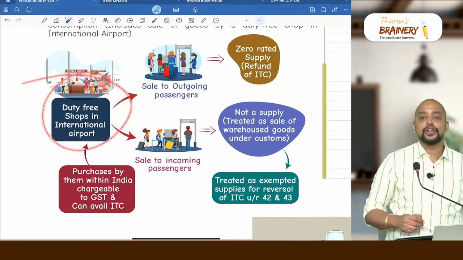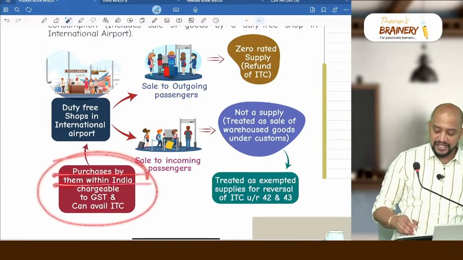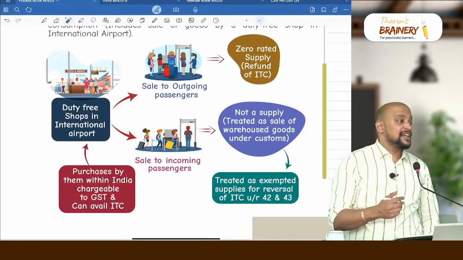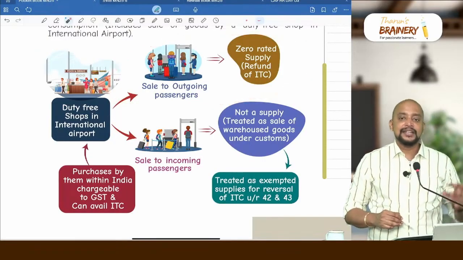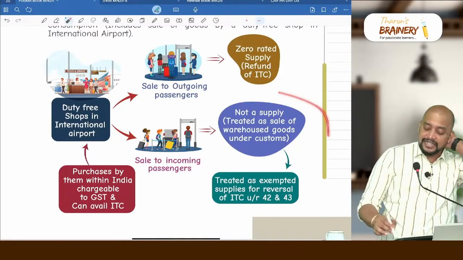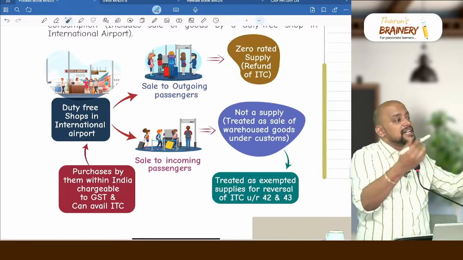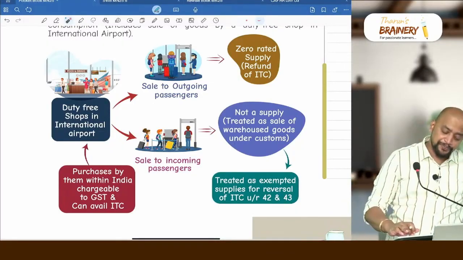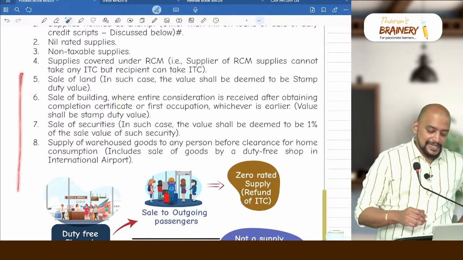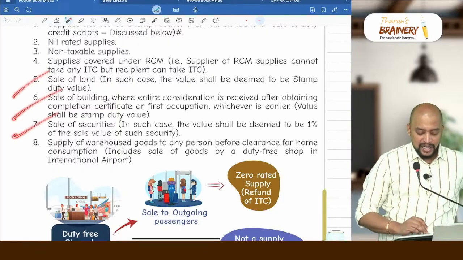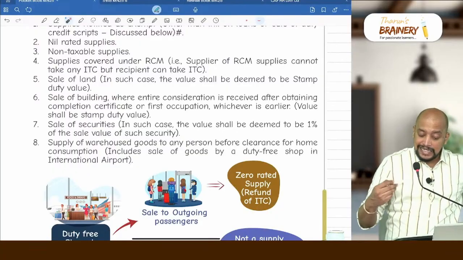And this duty free shop may be purchasing some goods locally. So purchases by them within India are chargeable to GST, and they can avail the ITC. Now that much of ITC attributable to zero rated supplies, they will get the refund, whereas that much of ITC attributable to the sale to incoming passengers is treated as exempted and they need to reverse the ITC. That is the meaning of this. So these are the 4 transactions, 5, 6, 7, 8: sale of land, sale of building, sale of securities, supply of warehoused goods. So these 4, even though not a supply, are treated as exempted supply.